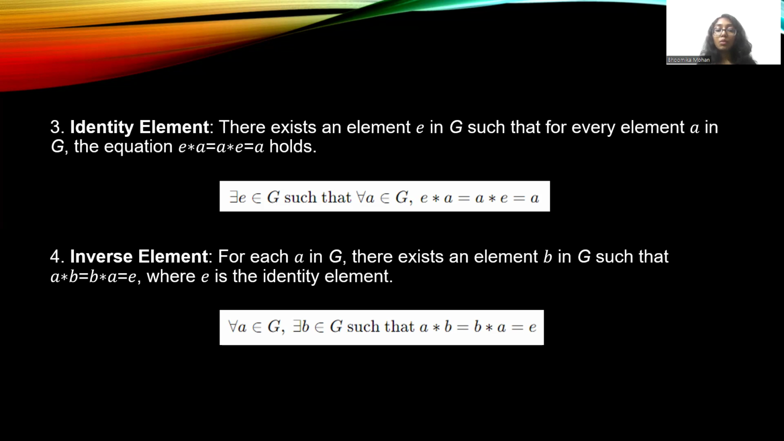The fourth one is inverse element, which tells that for each A in G, there exists an element B in G such that A star B equals B star A equal to E, where E is the identity element. This in symbolical form is for all A belongs to G, for some B belongs to G such that A star B equals B star A equal to E.